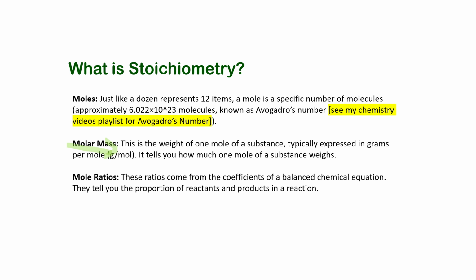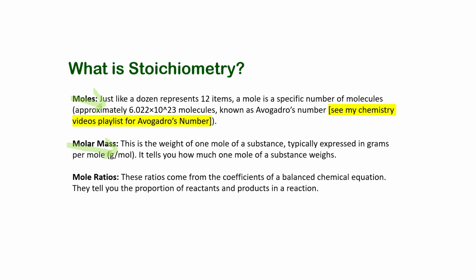To grasp stoichiometry, you also need to be familiar with a few key concepts. First of all, moles. Just like a dozen represents 12 items, a mole is a specific number of molecules, approximately 6.022 times 10 to the 23rd molecules, also known as Avogadro's number. See my chemistry videos playlist for more on Avogadro's number.